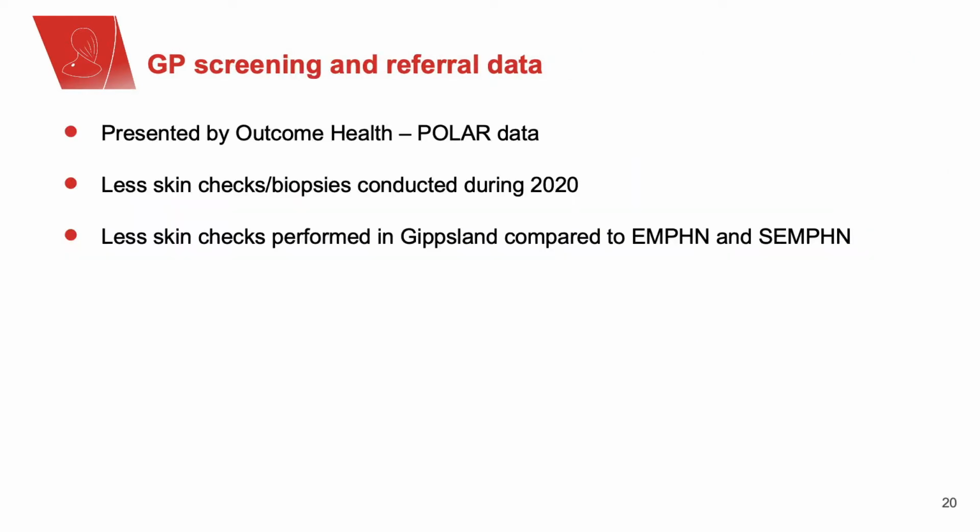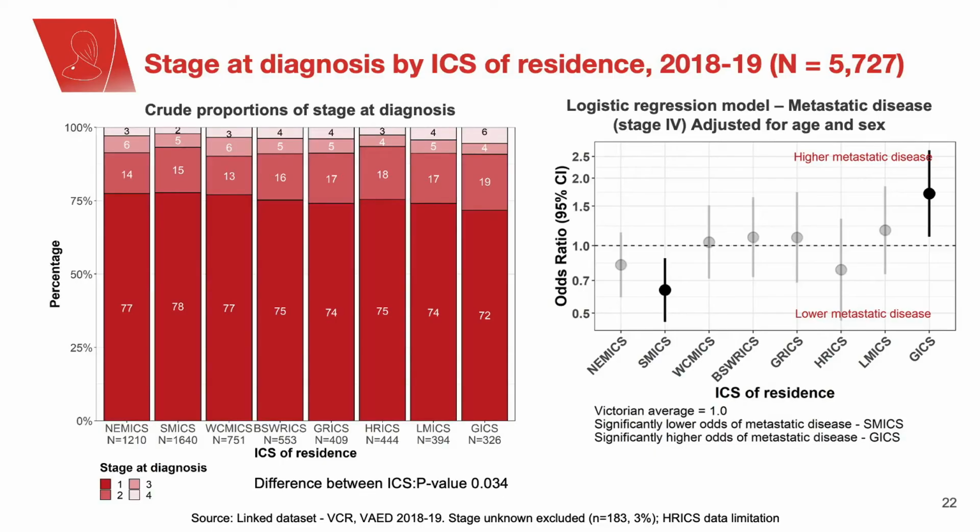So GP screening and referral data has just been presented. I think the main point is that there were fewer skin checks and biopsies conducted during COVID. That's really the take-home message, which will impact stage of diagnosis. We know that there are earlier stages within Melbourne and more of a higher metastatic stage within regional Victoria.